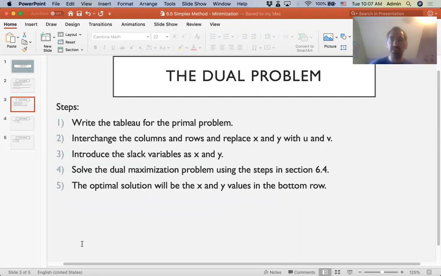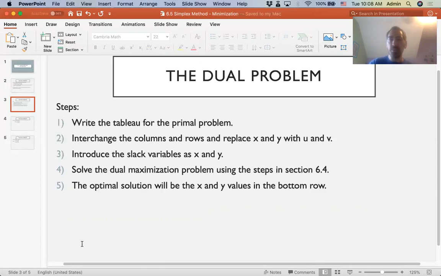All right, so looking at the steps for solving this minimization problem. First, write the tableau for the primal problem. Tableau is just a fancy word for table, right? You're writing out a table for your x values, y values, and the constants on the right-hand side. Then you're going to interchange, you're going to switch the columns and rows. The columns will become your rows and the rows will become your columns. And instead of calling your variables x and y, call them u and v.